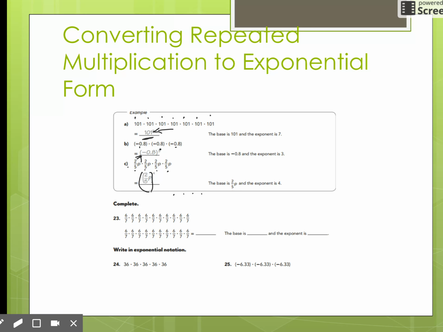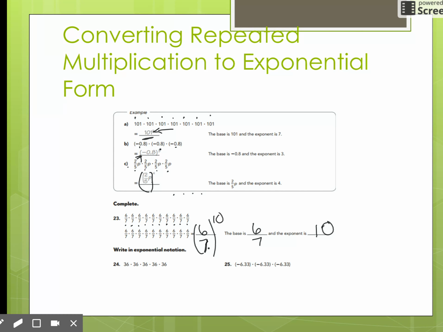Now, why don't you practice, or we can practice together. We have a base of 6/7. I can see that's what's being repeated. So I'm going to fill that in over here, 6/7. And the exponent, again, I just count how many times it's being repeated. 1, 2, 3, 4, 5, 6, 7, 8, 9, 10. That's my exponent. So I simply write it as 6/7. And again, I'm going to put that parentheses around it to show that the whole fraction is being raised to the power of 10, not just the numerator or the denominator.